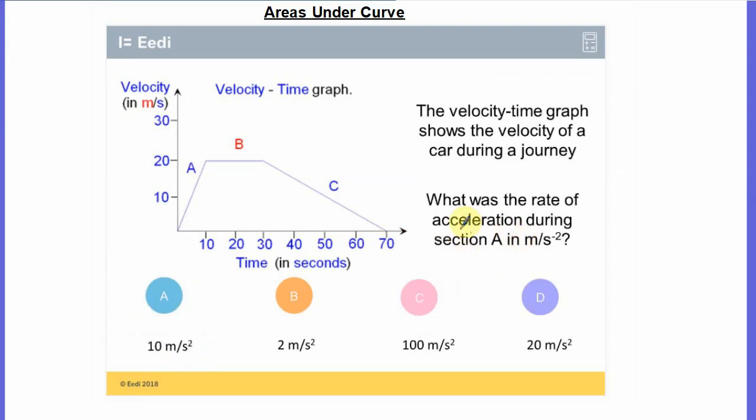Okay. Finding the acceleration. This was under the area under the curve section, but it wasn't asking you to find an area under a curve. The gradient of a velocity graph gives us the acceleration, because the acceleration is how much our speed changes over time. So, and it's of section A. So we want to find just the gradient of this line. That is going to be 20 by 10. So an acceleration of 2.